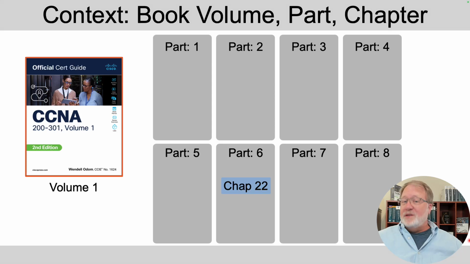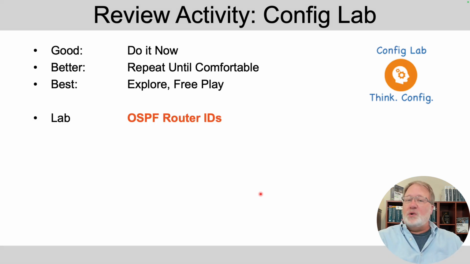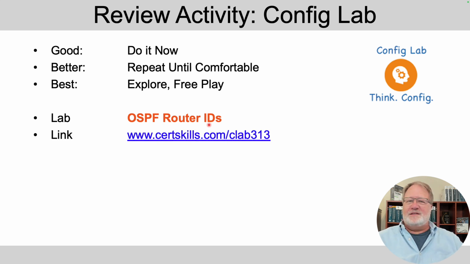This lab is meant for study and review of content that you'll find in the official Cert Guide Volume 1, Part 6, and Chapter 22. And all the config labs that you find in my blog are meant to build and let you practice the things you learn in the books. So this one's called OSPF Router IDs, with obviously the focus on OSPF Router IDs. Here's a direct link to the lab.